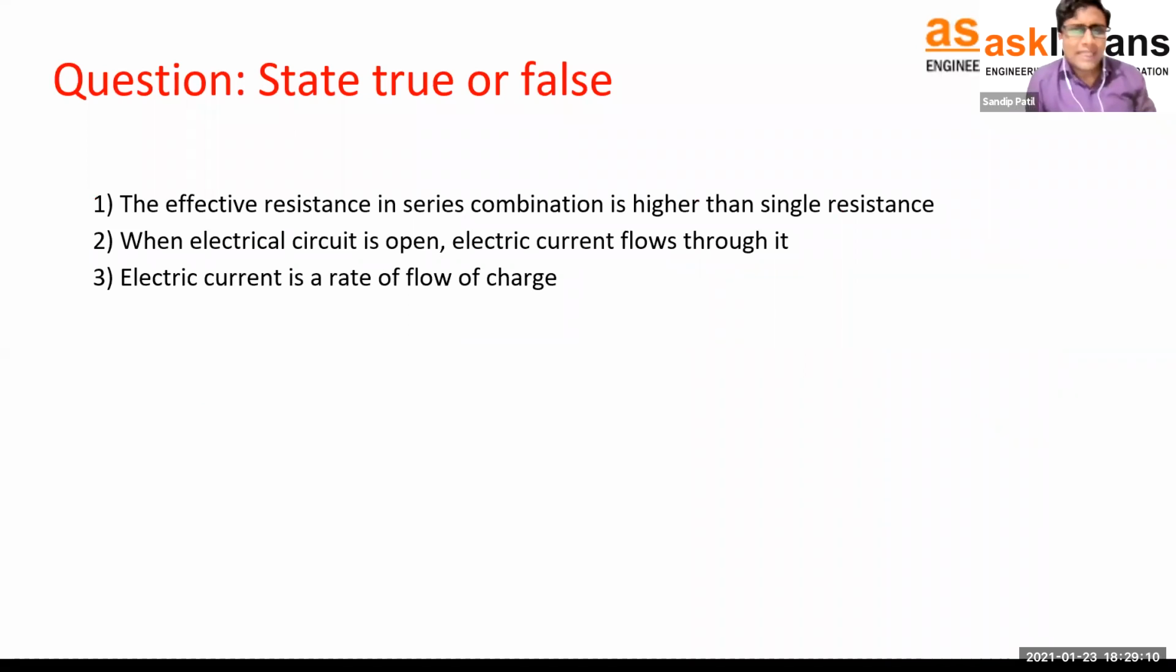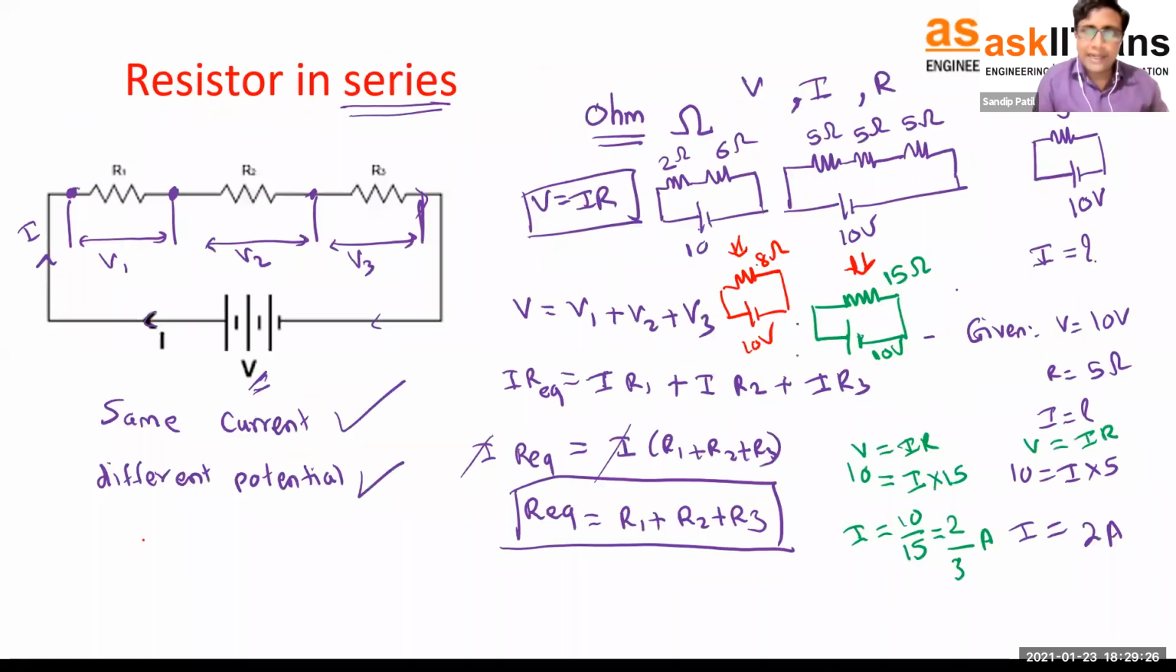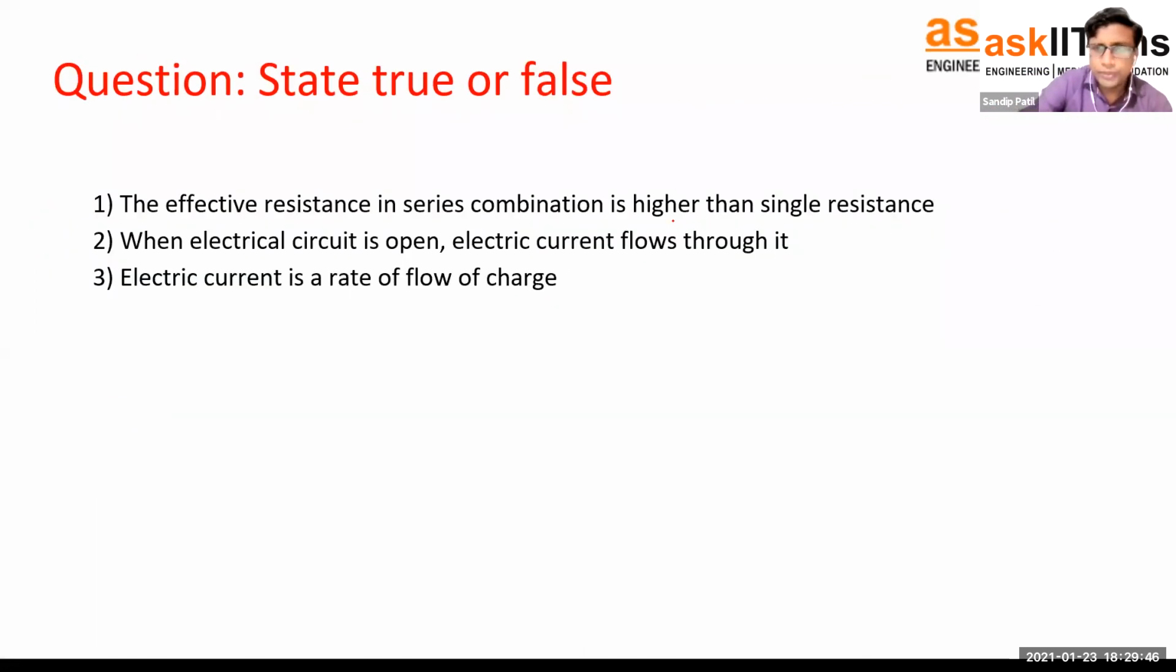Now, let's see some questions which normally appear in our exams. The first question says state whether it is true or false. The effective resistance in series combination is higher than a single resistance. Let's check this out. In the previous slide, consider this example: 5, 5, 5 connected in series. What is the total resistance? 15 ohm. Is it greater than each resistance? Yes. Consider the second example also: 2 and 6. What is the total resistance? 8. Is it greater than the two resistances? Yes. So can I say this is true? That's right.